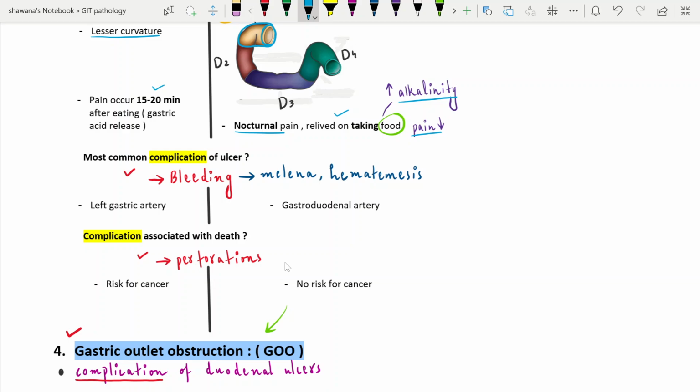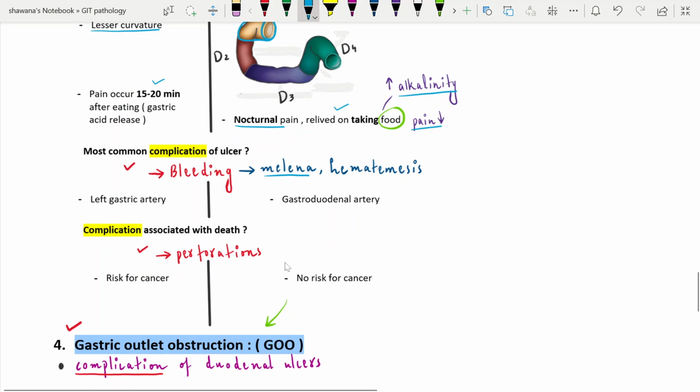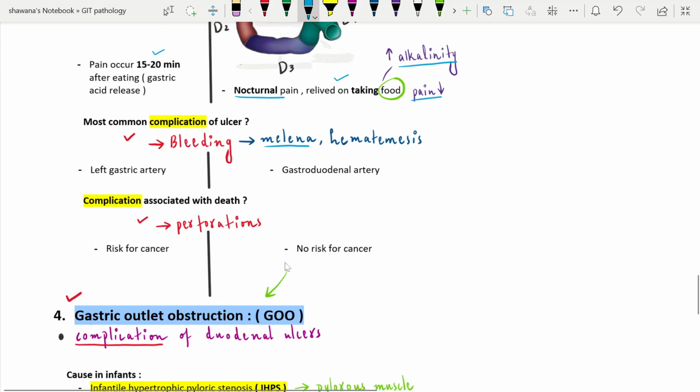The most common complication of these ulcers is bleeding, and when bleeding occurs, it can be in the form of hematemesis, meaning vomiting with blood, and melena, meaning dark stools. In case of gastric ulcers, the bleeding comes from the left gastric artery, which is a branch of the celiac trunk. And in case of duodenal ulcers, the bleeding is going to come from the gastroduodenal artery, as the name suggests. The complication associated with death of the patient is perforation.